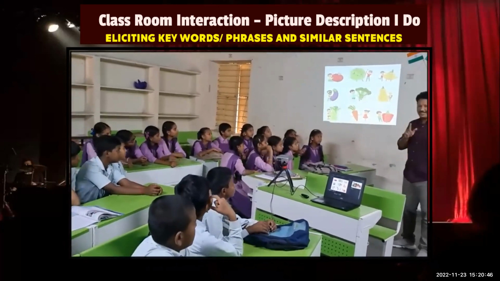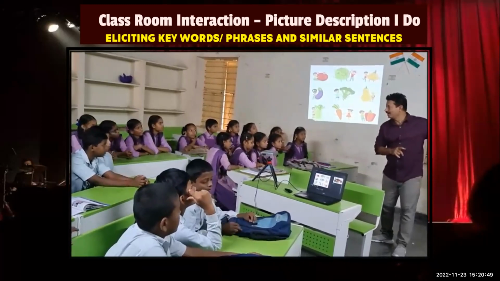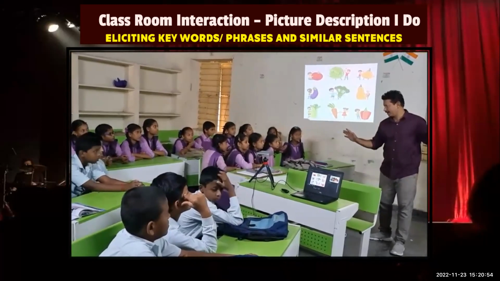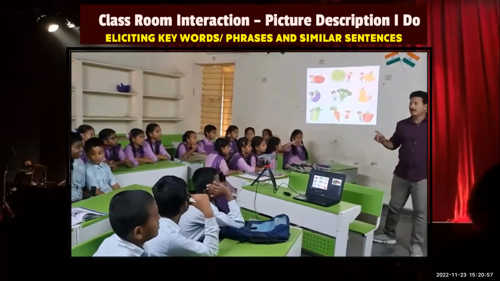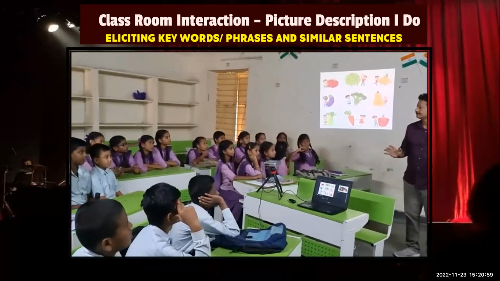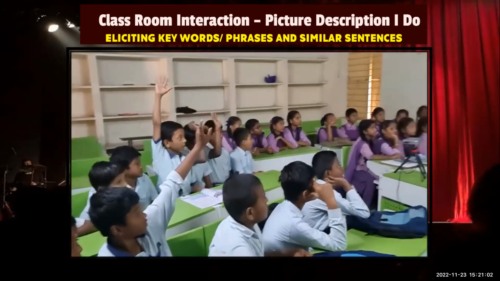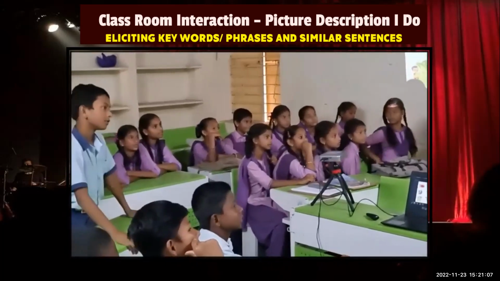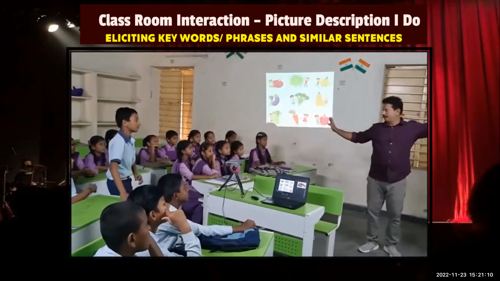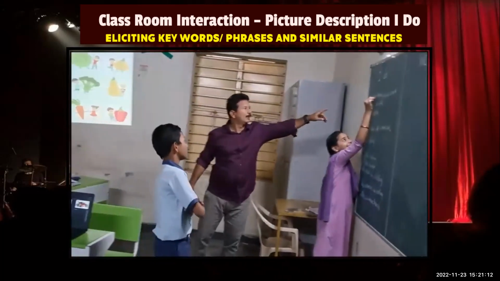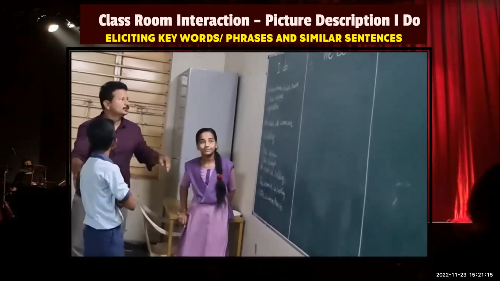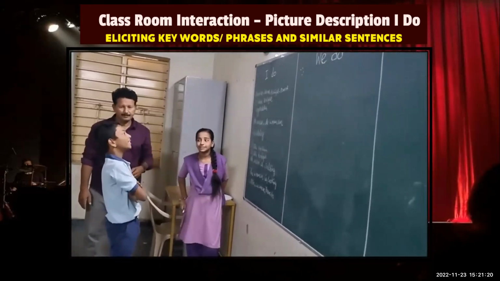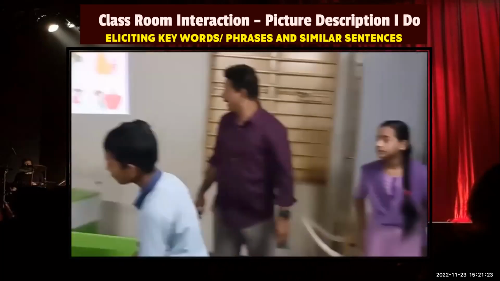So now, what we'll do is, everybody write these words and sentences in your book. Are you ready? I think you are writing. Now, who will come and read? Yes, you come. Read the first words. Don't make noise, I'll ask you. Okay, first one. Tomato. And next? Carrot. Brinjal. Okay, good.